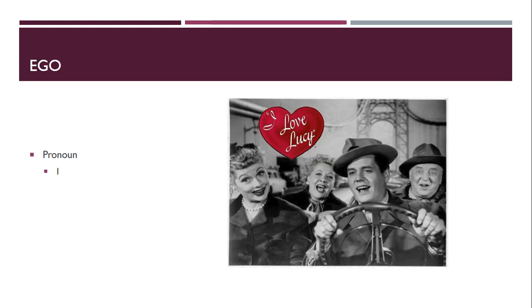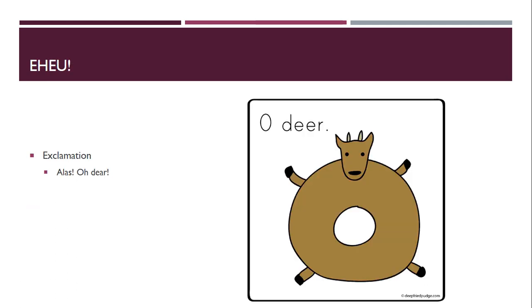Our next word is a pronoun. It's ego, and it means I. So our TV show here would be called Ego Luciam Amo. I love Lucy. Eheu is an exclamation. You can say it whenever you have a particularly rough day in Latin. It means alas or oh dear. So eheu ego sum tristis. Alas, I am sad.